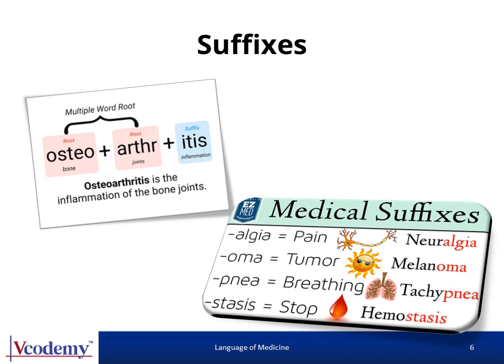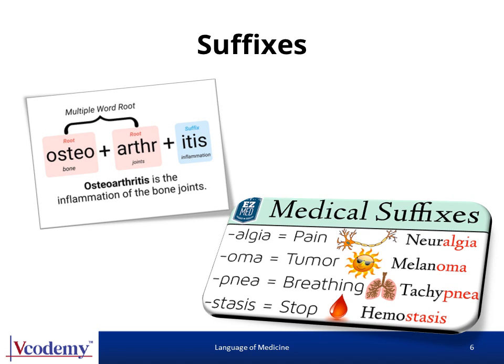Then you have algia. This is also quite a common medical suffix. Algia means pain. So neuralgia means pain in the nerves, nerve pain. Okay. Oma means tumor. Melanoma, this is a type of skin cancer. Tachypnea. Pnea means breathing. Tachy means fast. So fast breathing, quick breathing. Tachypnea.